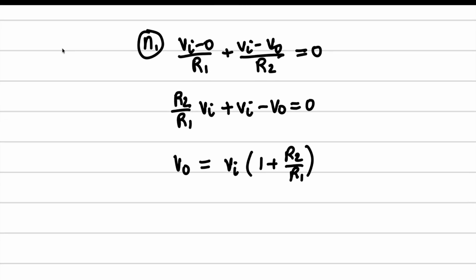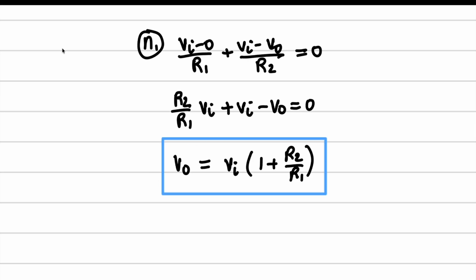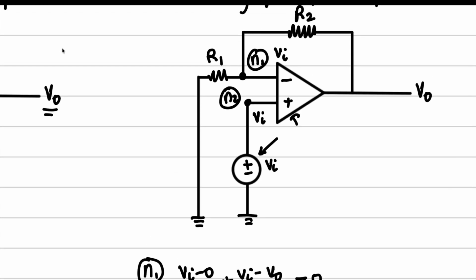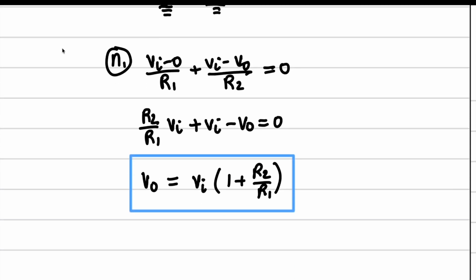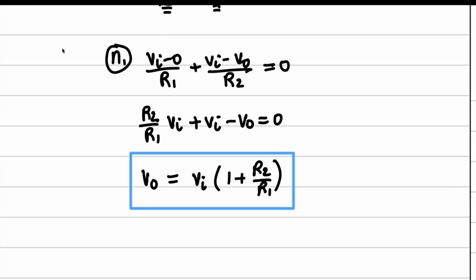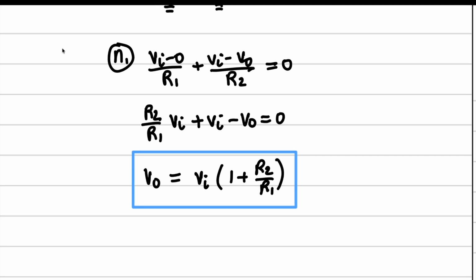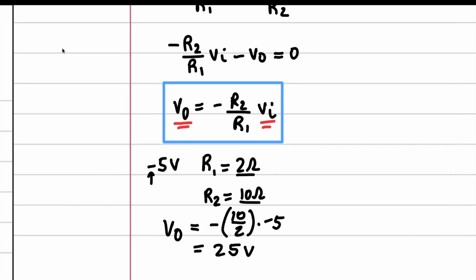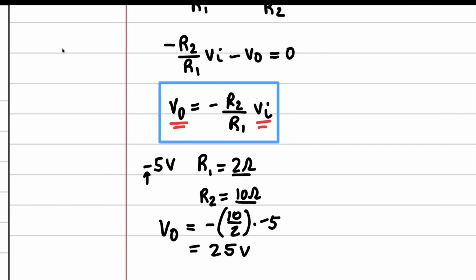And so when you multiply, what this result means is that whatever the input voltage is, it will be multiplied by a factor of 1 plus R2 over R1, and that will be our V naught. And once again, it's another amplification, but we don't need to put a negative voltage in if we want to get a positive voltage. Okay?